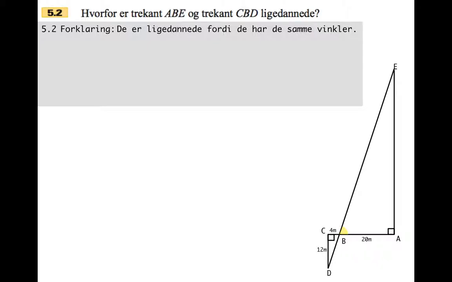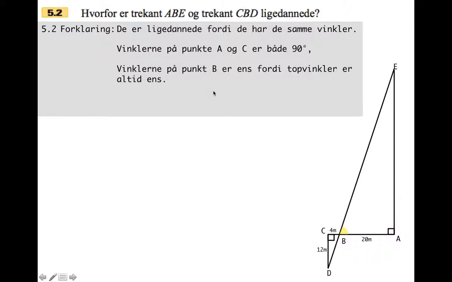You won't get the full marks just for saying that. You need to demonstrate why they have the same angles. So the angles on points A and C are both 90 degrees. They've told us that because they've put little square marks on A and C telling us that they're both 90 degrees. The angles at point B, that's here where they cross over, are equal because, that's called opposite angles in English, Topwinkler. They're always equal. So when you've got two lines that cross over, then the angles opposite each other are always equal.